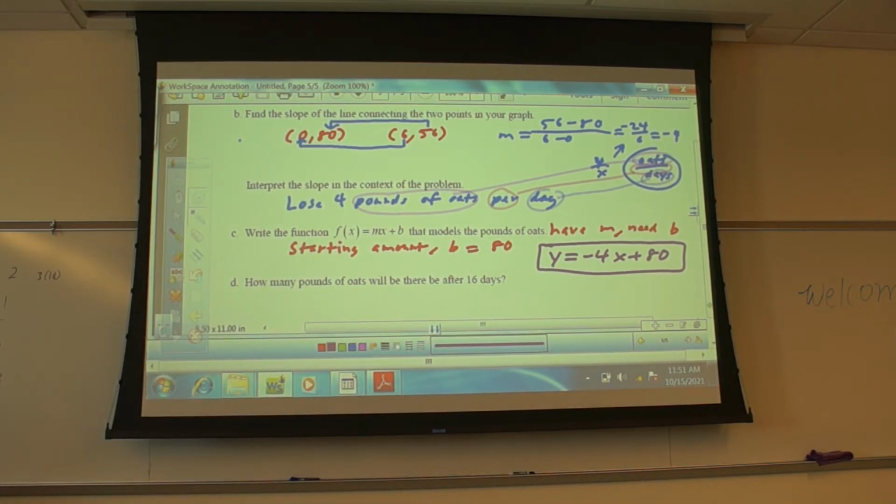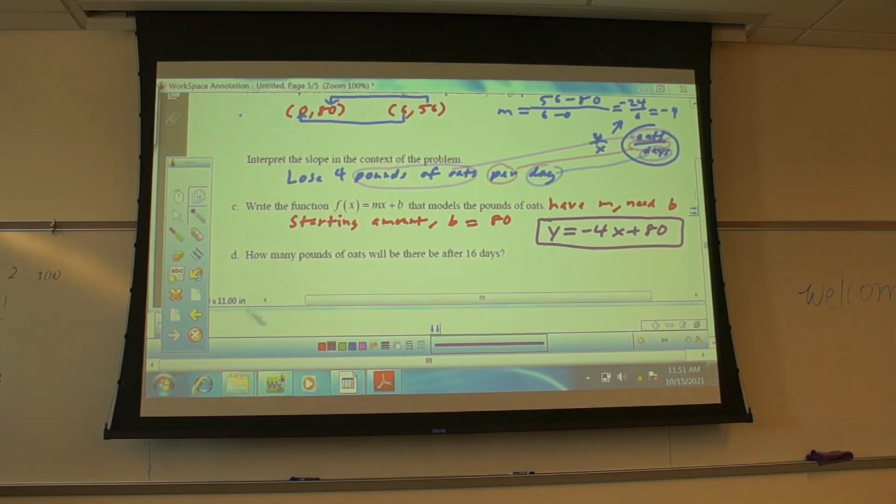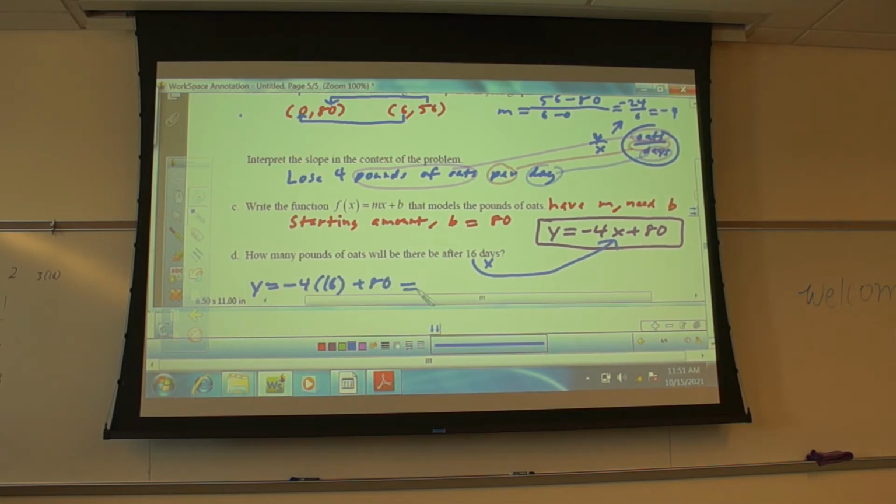How many pounds will there be after 16 days? Okay, so is days my x or my y? X. So put in 16 for x and find what your y is. y equals negative 4 times 16 plus 80, and you get negative 64 plus 80, 16. 16 pounds.